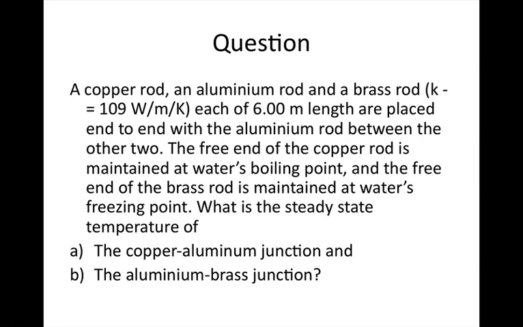Next question. A copper rod, an aluminium rod, and a brass rod with K equal to 109 watts per meter per Kelvin are each 6 meters long and are placed end to end with the aluminium rod between the other two. The free end of the copper rod is maintained at water's boiling point, and the free end of the brass rod is maintained at water's freezing point. What is the steady state temperature of A, the copper aluminium junction, and B, the aluminium brass junction?